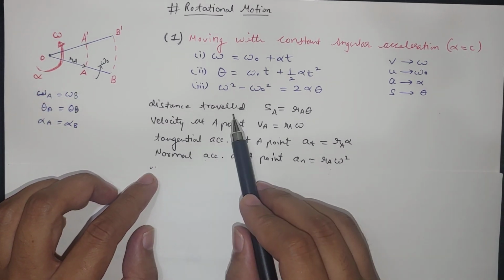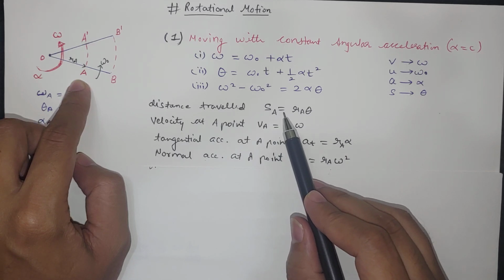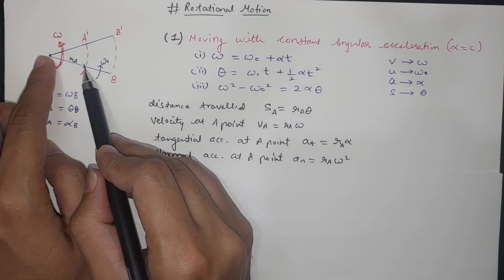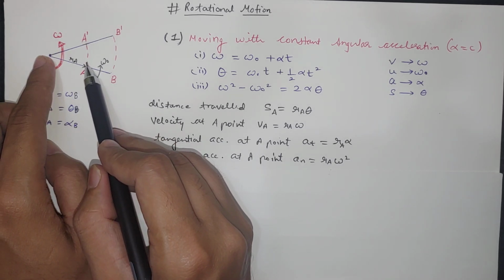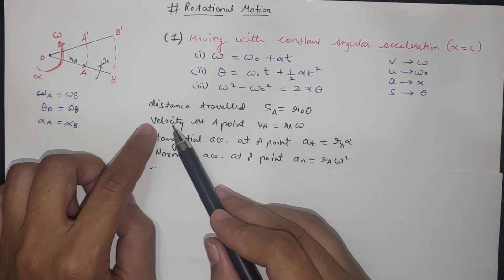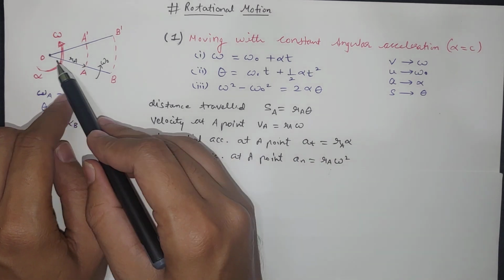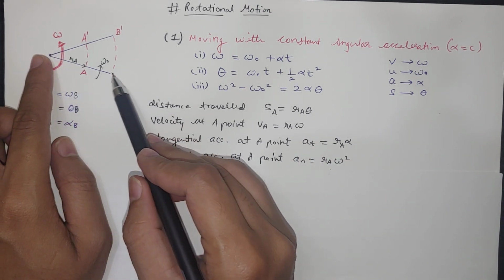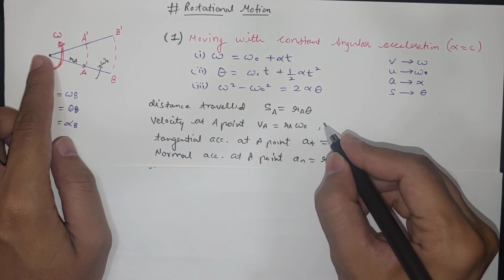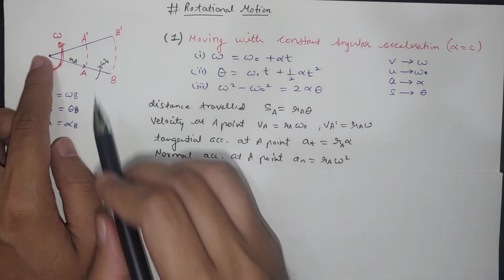Now the distance traveled from point A to A dash, SA, will be equal to RA into theta. RA is the radial distance, and theta is the angle. So this will be the distance traveled from A to A dash. Velocity at point A will be RA into omega naught, and velocity at A dash will be equal to RA into the final omega.